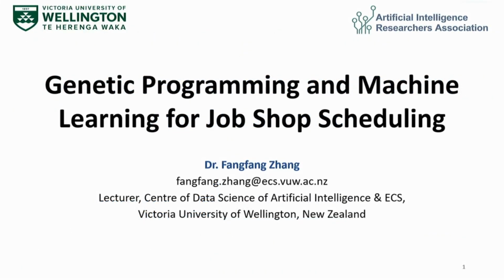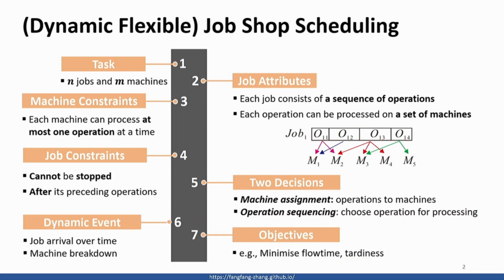Hello everybody, I'm Fangfang from Victoria University of Wellington. Yuqian and Yi already introduced something before, so it might be easier for me to introduce my research topic. We work on a similar topic. So today I will introduce genetic programming and machine learning for job shop scheduling. My main focus is on dynamic flexible job shop scheduling.